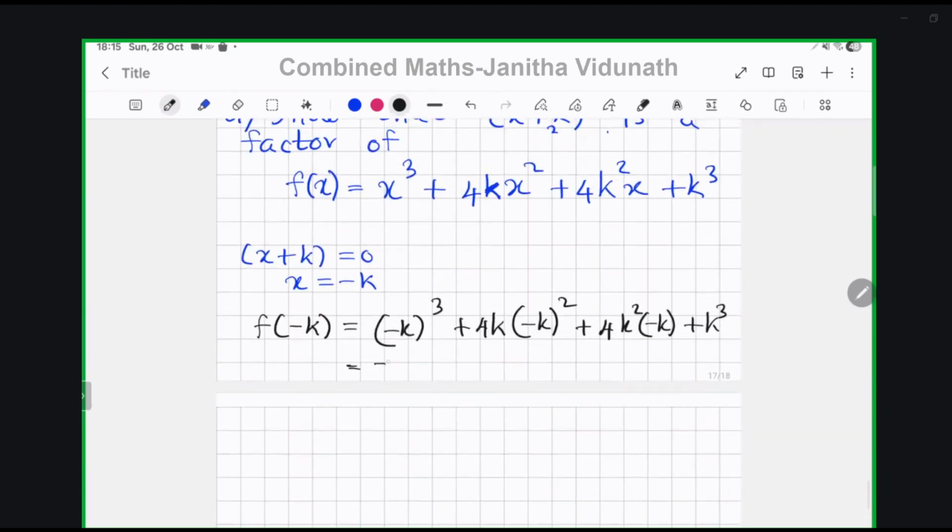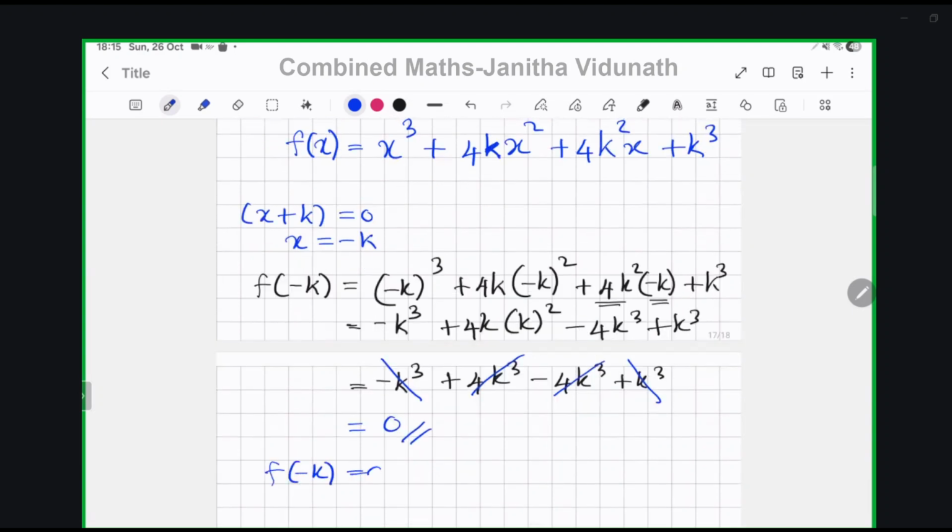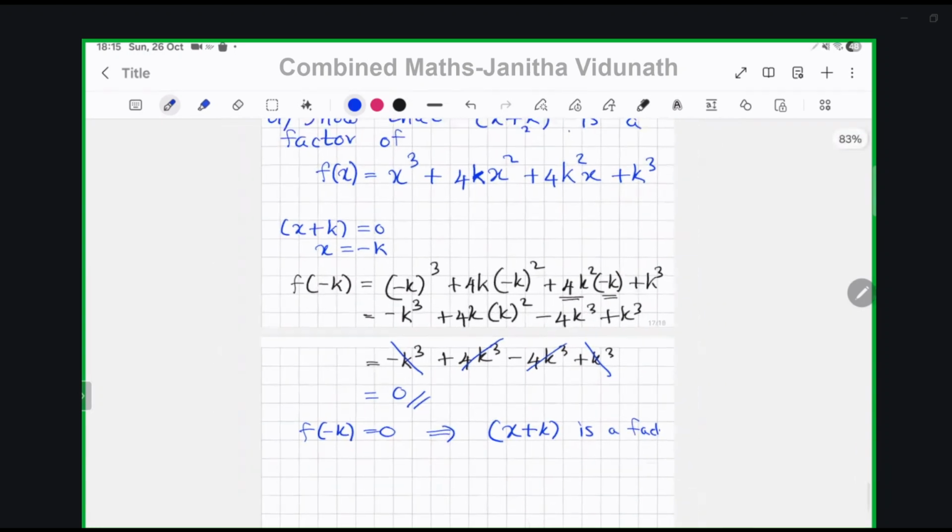(Minus k) cube means minus k cube. Plus 4k times (minus k) square means plus 4k cube. Then 4k square times minus k means minus 4k cube, plus k cube. Then the final value is minus k cube plus 4k cube minus 4k cube plus k cube. Then these two add up to 0 and these two add up to 0. Then the final answer is 0. Therefore, since f(minus k) is equal to 0, we can say x plus k is a factor of this function. Okay.